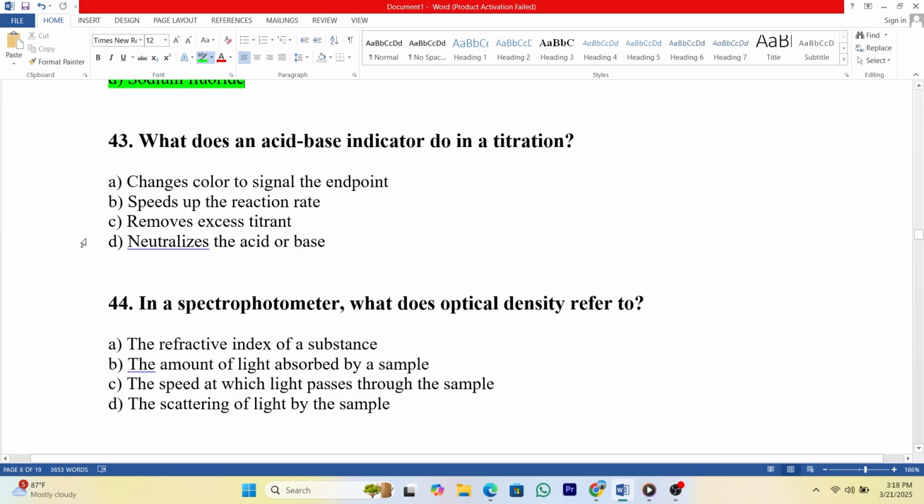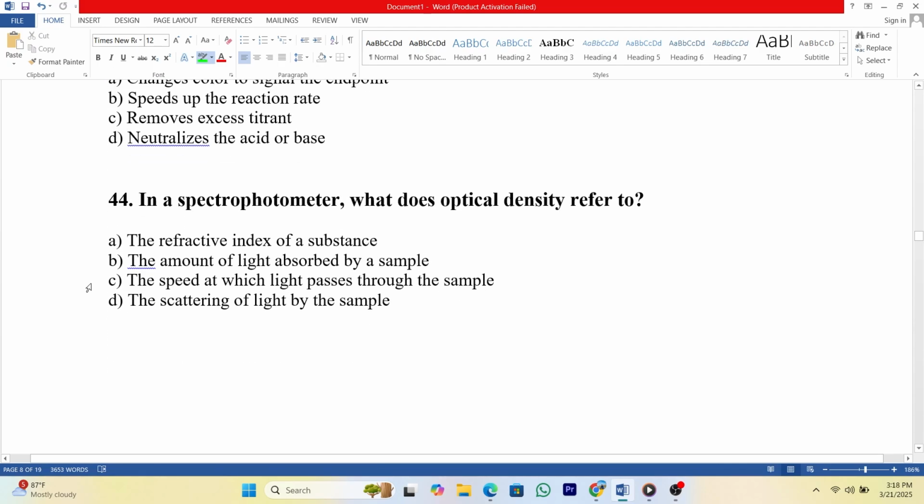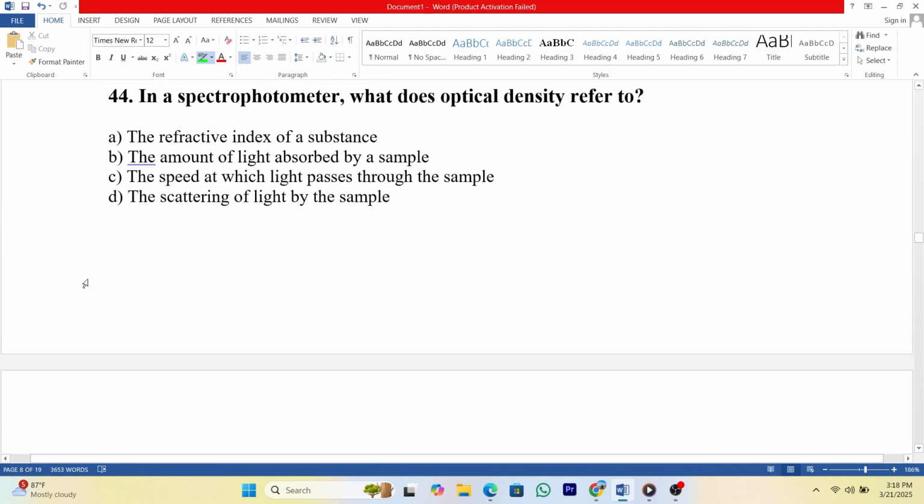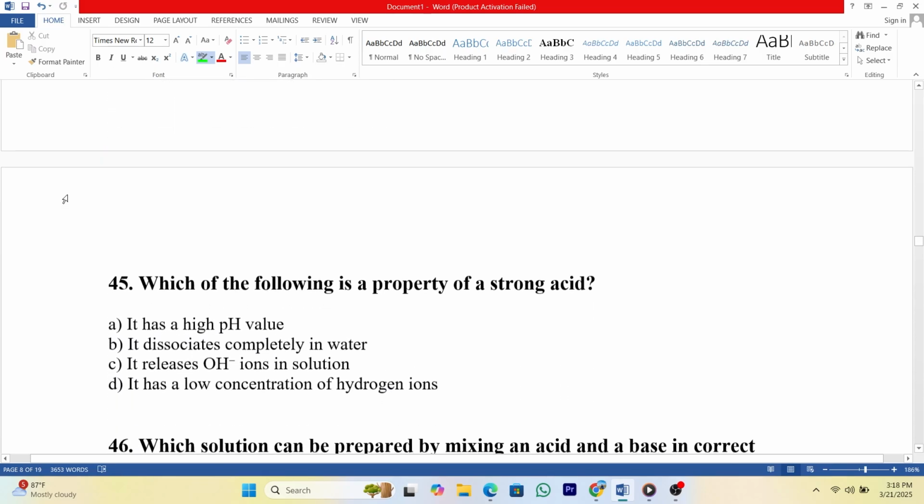44. In a spectrophotometer, what does optical density refer to? A. The refractive index of a substance. B. The amount of light absorbed by a sample. C. The speed at which light passes through the sample. D. The scattering of light by the sample. Answer: B. The amount of light absorbed by a sample.